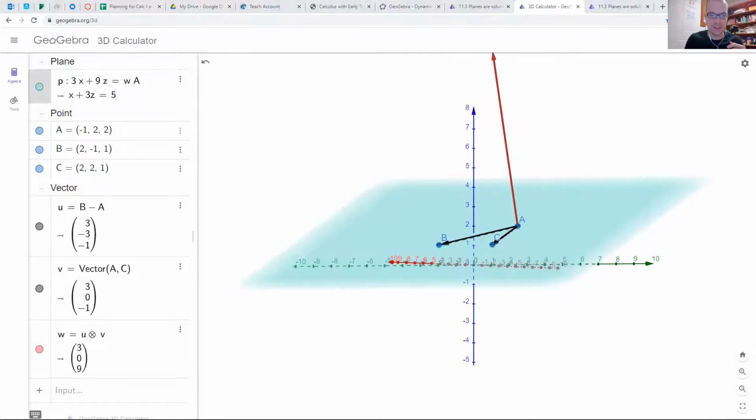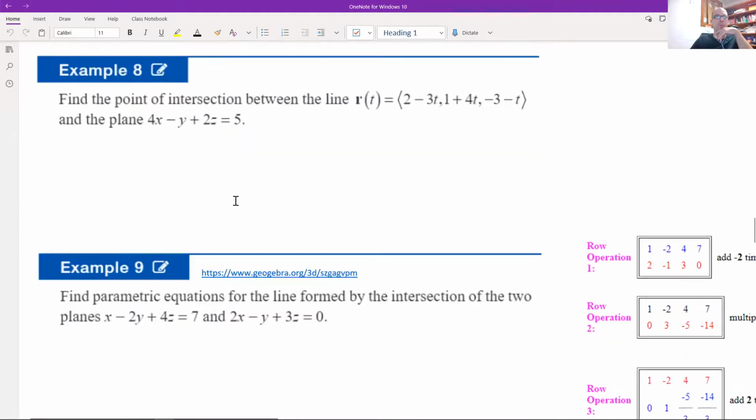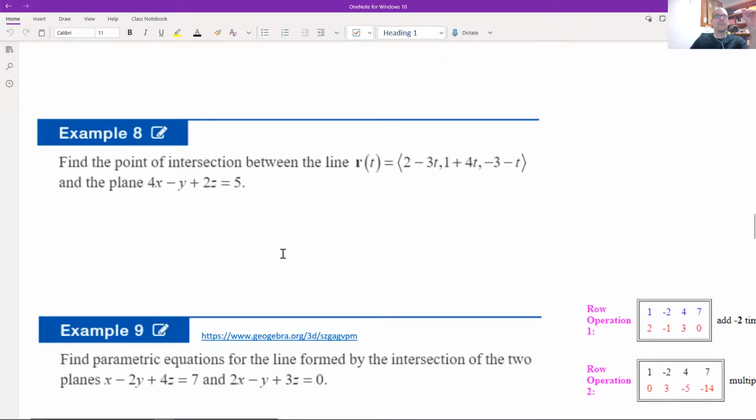Okay. Moving on. Find the point of intersection between the line r of t equals that and the plane blah. Easiest way to do this would just be to put the components of the line into the plane and solve for the value of t where the line intersects the plane.